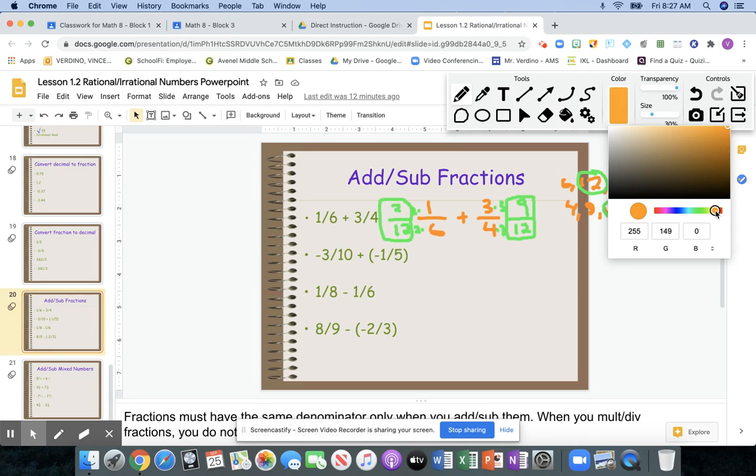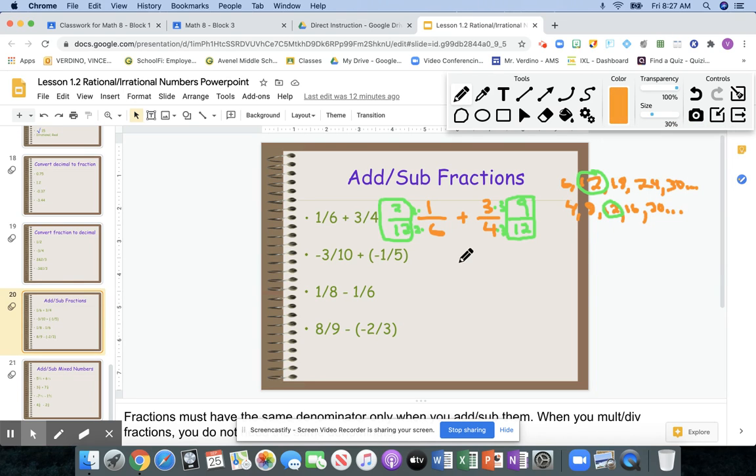So now I'm going to go back to that orange color. I have 2/12 plus 9/12, and I'll get 11/12 as my final answer. Now I can't simplify this any further. If I could simplify it any further, that would be my final step. All right, so let's move on to mixed numbers.